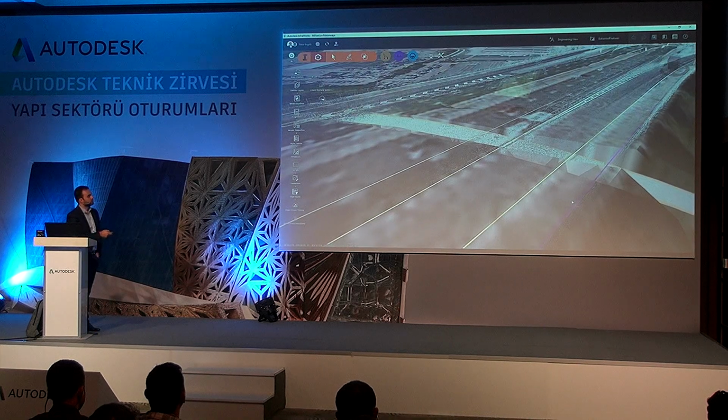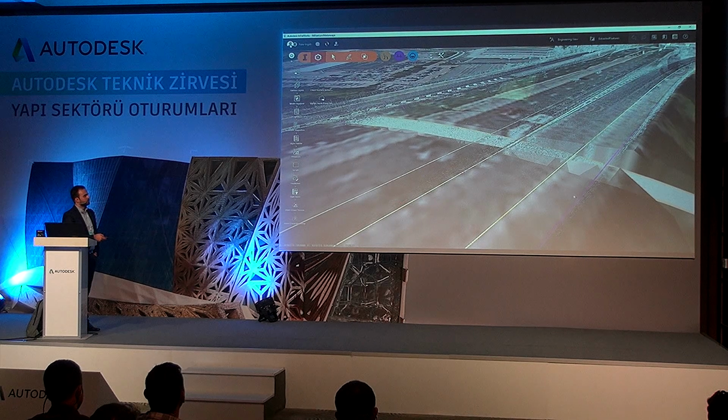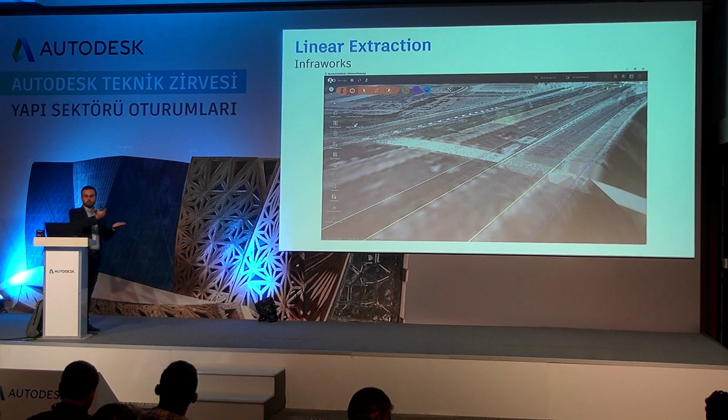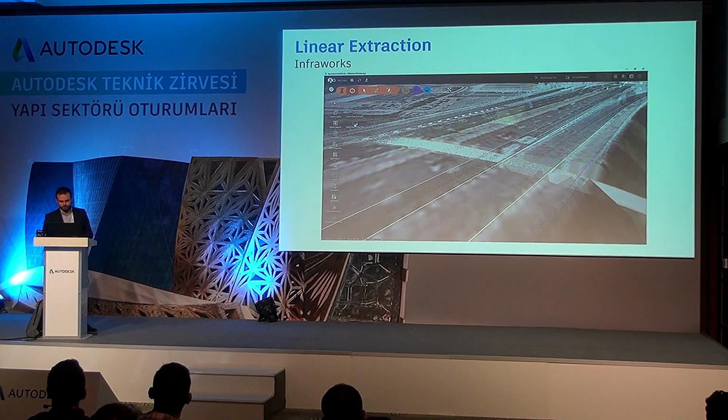So this is the end result. These lines will help me do what in civil? Create a cross-section, then generate a corridor. Because again, this is an existing road that we would like to rehabilitate.